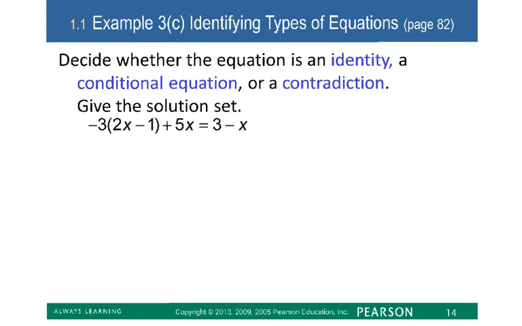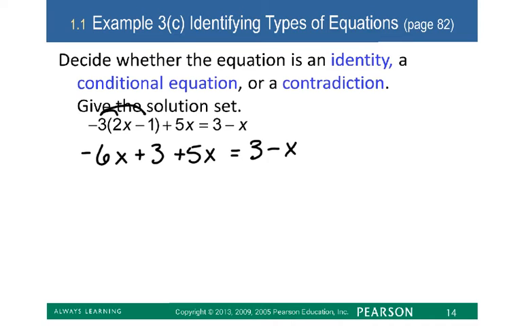Alright, this is the last example. So far we've done an identity, we've done a conditional equation, we've done a contradiction. Next, this is more than likely going to be an identity. So let's look at it. Like I said before, use your distributive property first thing. And when we use our distributive property, let's see what we get. Okay, that's what I end up getting after my distributive property.